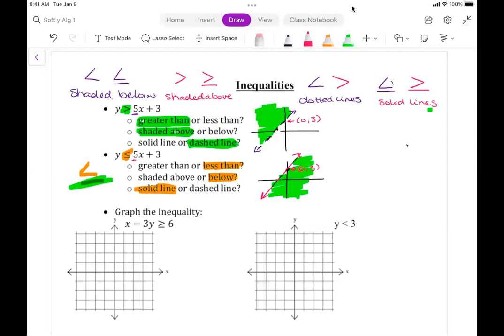All right, these last two right here. We've got to graph the inequality. So it says x minus 3y is right now greater than or equal to 6.